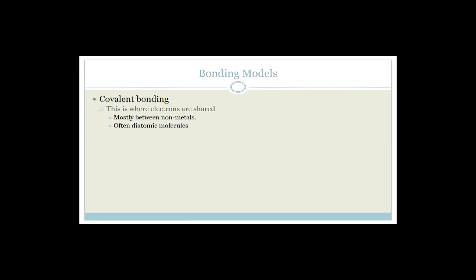Covalent bonds often form diatomic molecules. Now, what is a diatomic molecule? The name kind of gives you the idea. Di means two, and atomic means atoms. So diatomic molecules are basically molecules made up of two identical atoms.